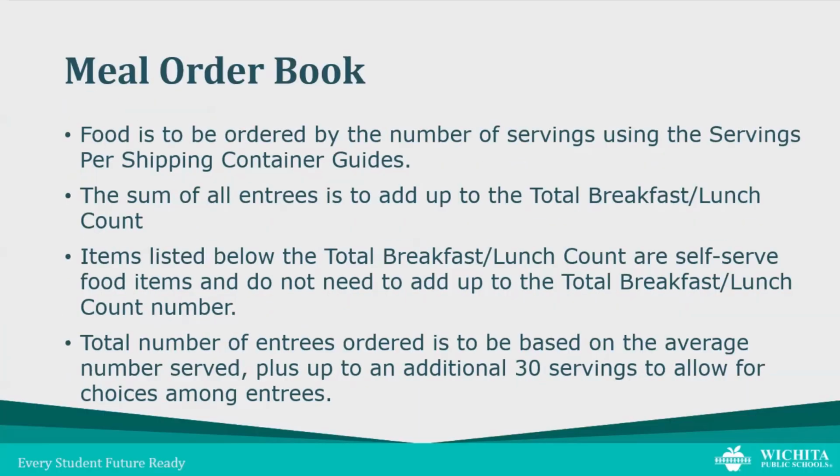Food is to be ordered by the number of servings using the servings per shipping container guides. The sum of all entrees is to add up to the total breakfast or lunch count. Items listed below the total breakfast or lunch count are self-serve food items and do not need to add up to the total count number. Total number of entrees ordered is to be based on the average number served, plus up to an additional 30 servings to allow for choices among entrees.